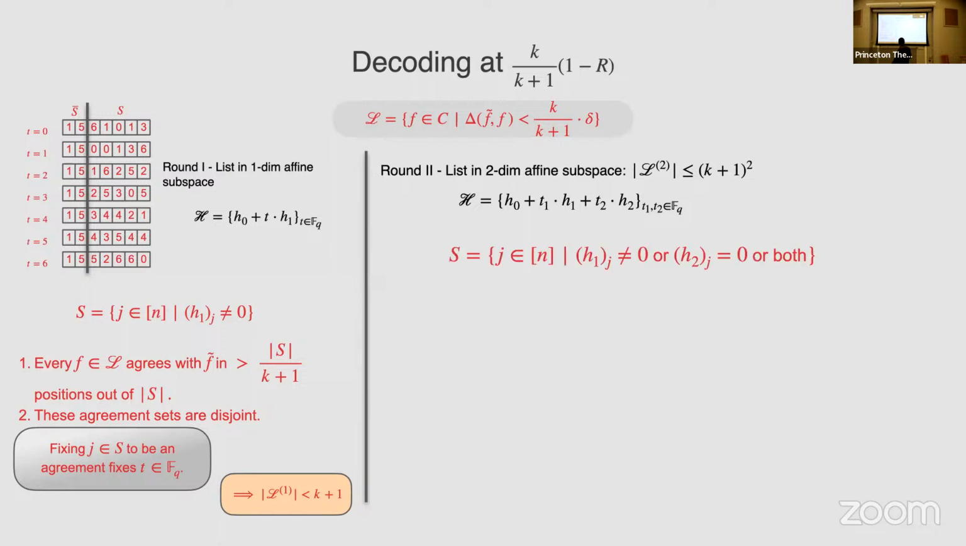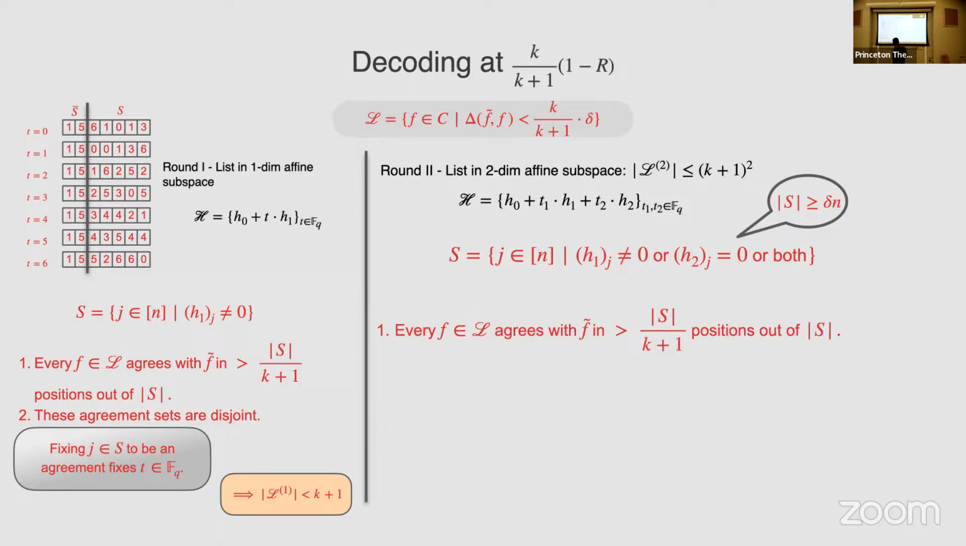Again, we'll choose the set S to be anywhere where either H1 or H2 or both are non-zero. So what we really want to exclude is that both should not be zero. Again, this will mean that S is going to be large. In fact, just one being non-zero is already sufficient to say that S is large. And with the same argument as before, F is still going to agree with F tilde in S over k plus 1 positions. So this just relied on the size of set S.